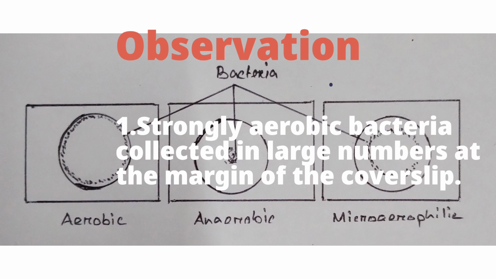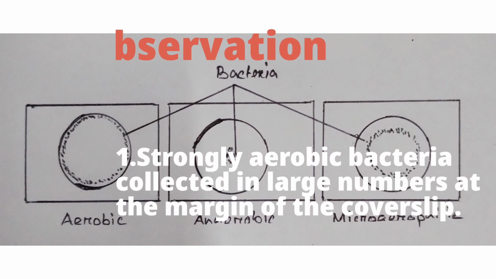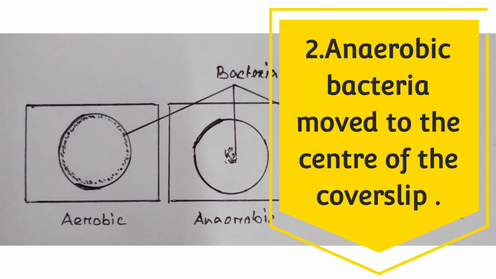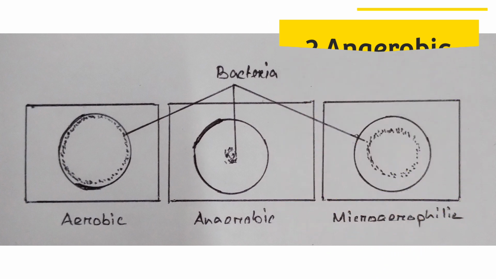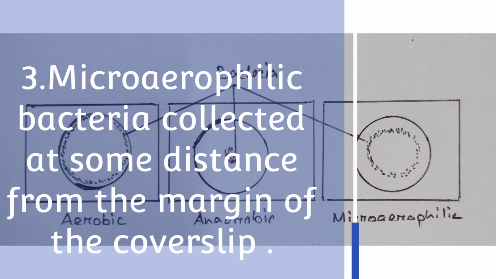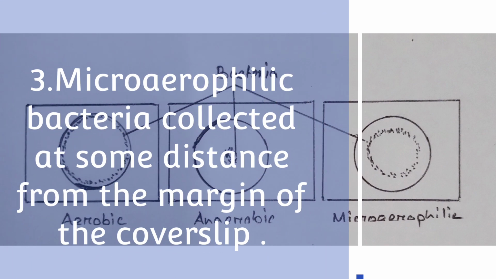And in case of the middle one, that is anaerobic bacteria, they move to the center of the cover slip. And in the last case, that is microaerophilic bacteria, they will be collected at some distance from the margin of the cover slip. Here the stimulus is oxygen.